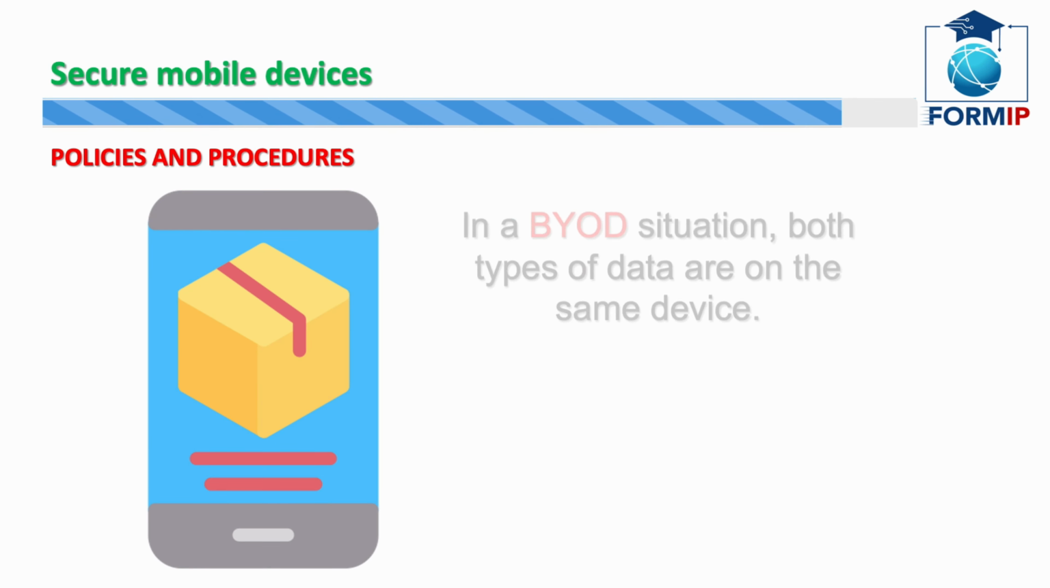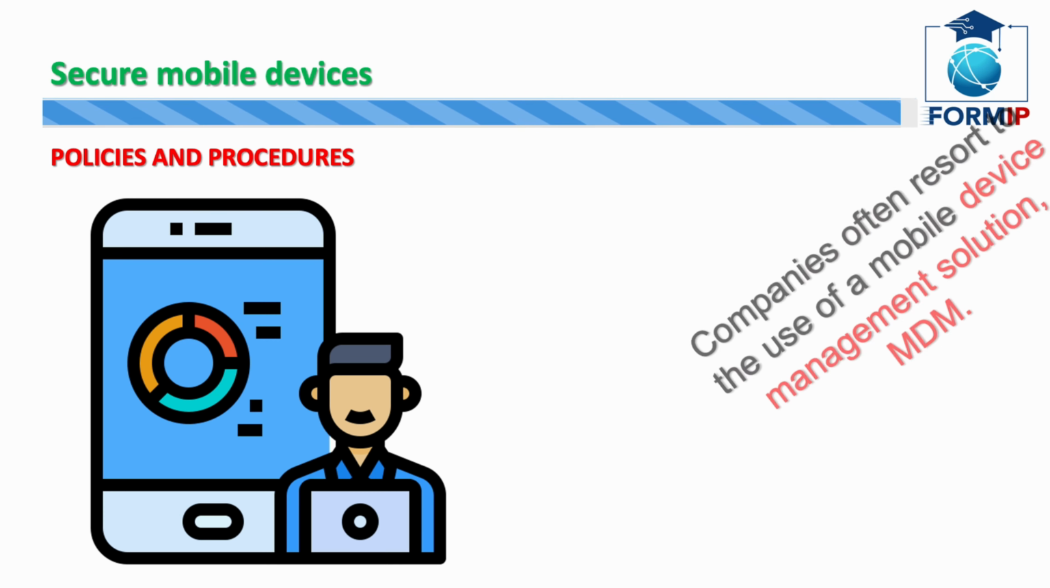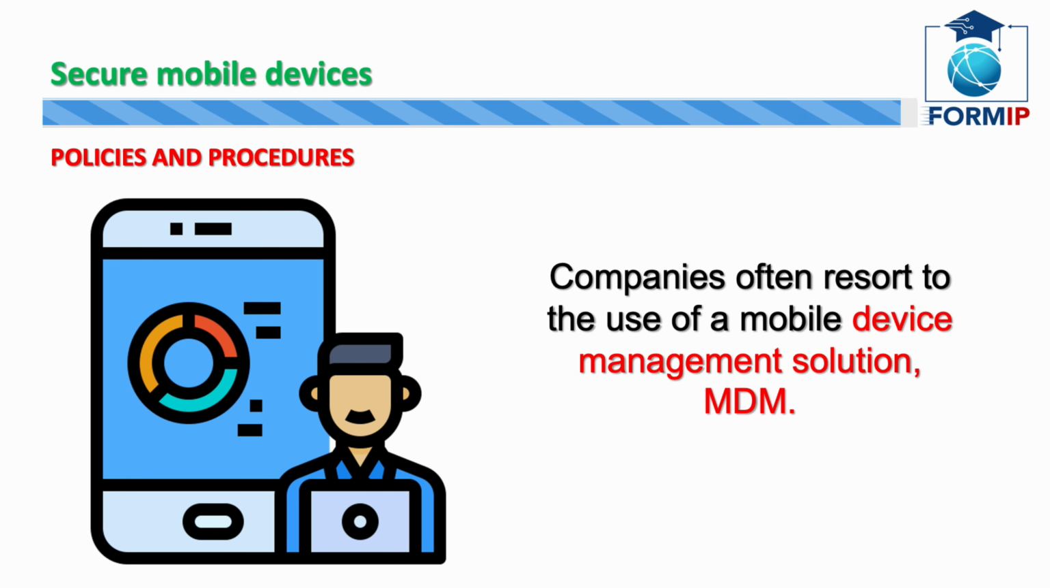In both cases, it can be difficult to separate and protect the user's personal data from the company's data. This is because in a BYOD situation, both types of data are on the same device. For a company-issued device, private information can be exposed using the device's GPS, microphone, or camera. To manage this, companies often resort to the use of a mobile device management solution, MDM. This makes it possible to centrally manage a fleet of mobile devices and to make geographical or time restrictions, for example, so that professional uses only take place at the workplace and during working hours.